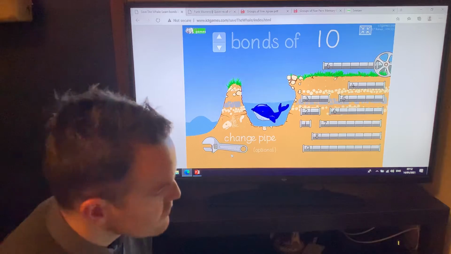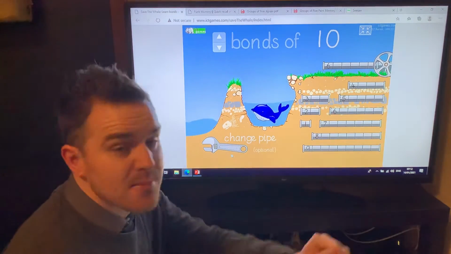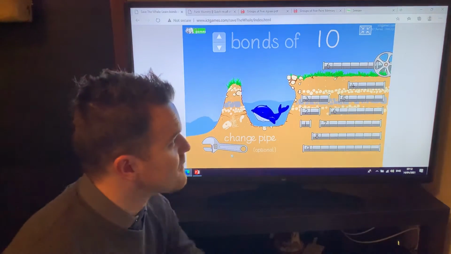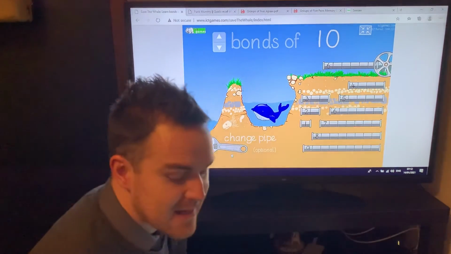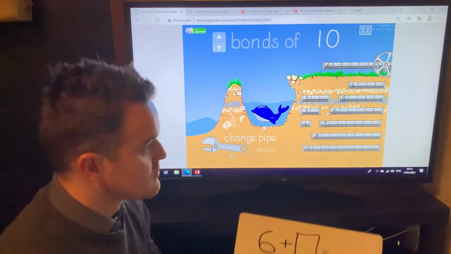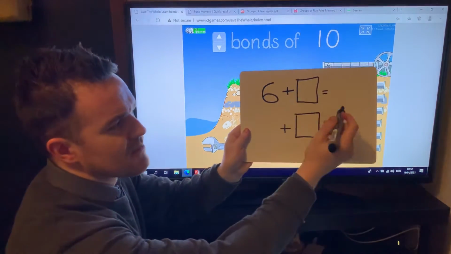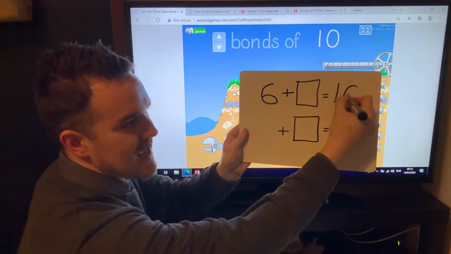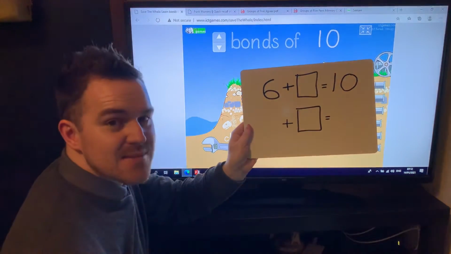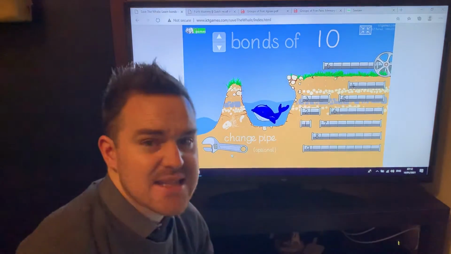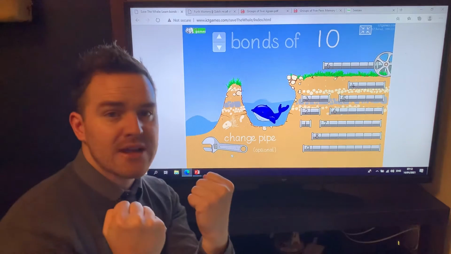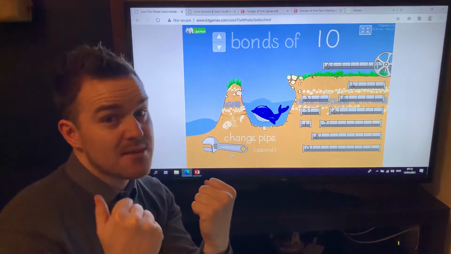Okay, so on our first pipe, children are all familiar with this game by the way. On our first pipe, we have the number 6, but we want to make 10. So on my whiteboard, I have written 6 add something equals 10. 10 is where I want to get to. I want to see how many more it takes me to get to 10. So I'm going to put that 6 in my head, and I'm going to get my fingers up. I'm going to see how many more fingers it takes me. So 6 add how many more gets to 10.